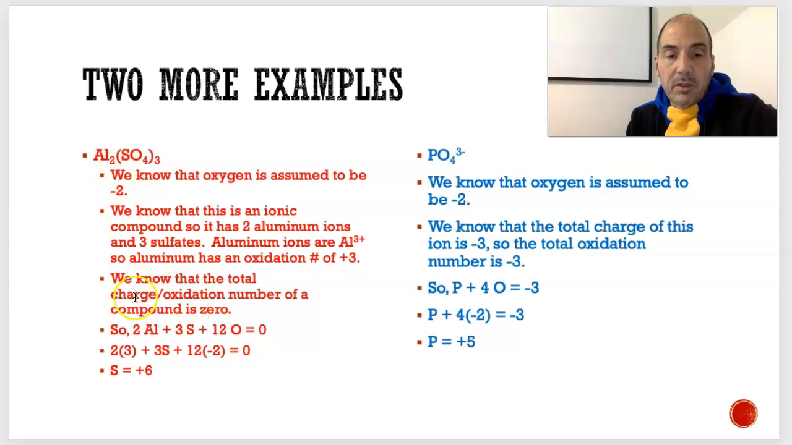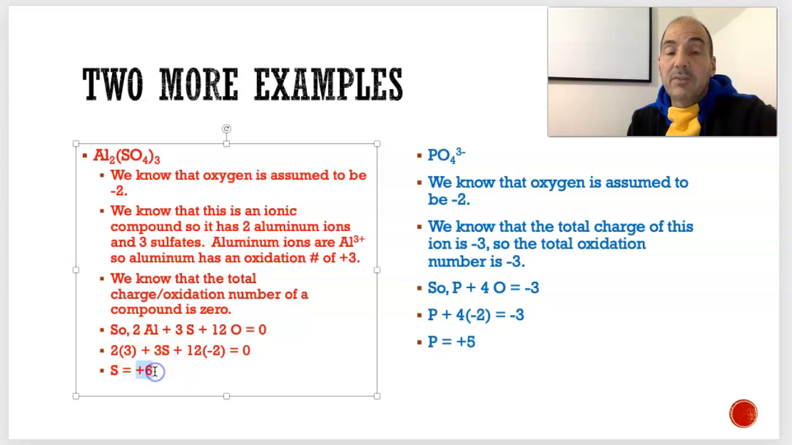Looking at the formula, I see we have 2 aluminums, 3 sulfurs, 12 oxygens. That equals 0. I know that aluminums are +3, so I have 2 times +3. I know oxygens are -2, so 12 times -2. All right, I'm going to do a little math. This is -24. This is 6. 6 and -24 is -18. Bring it to the other side. It becomes +18 divided by 3. And so sulfurs would be +6 in this case.